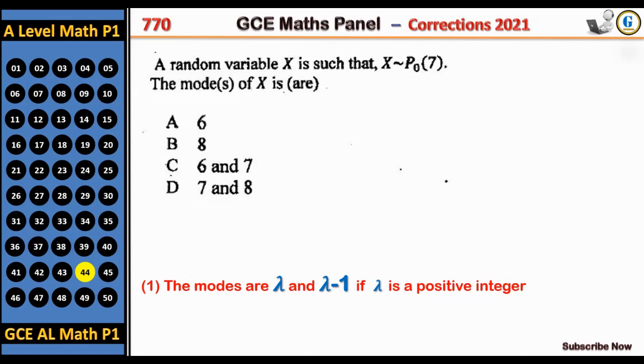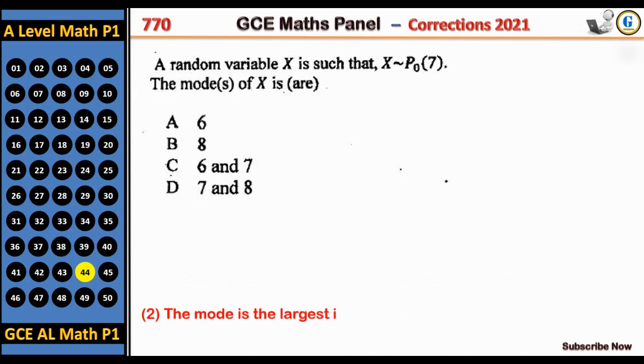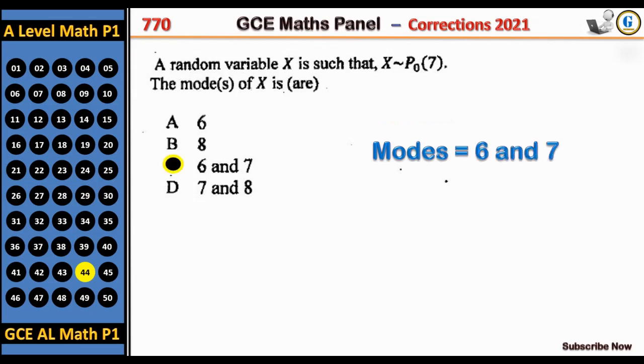However, if it is not a positive integer, the mode is the largest integer less than or equal to lambda. That is, if lambda is not an integer, then we take the nearest integer which is less than or equal to lambda. So in this case, our modes are 7 and 7 minus 1, that is 6 and 7. So we have C.